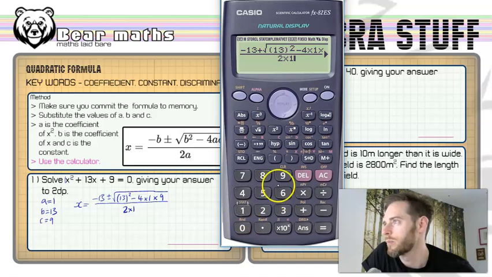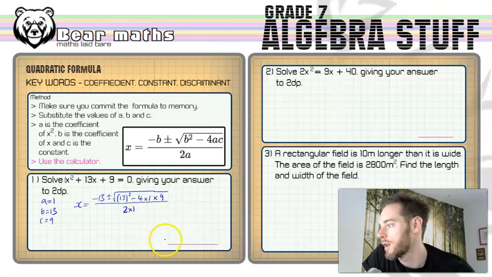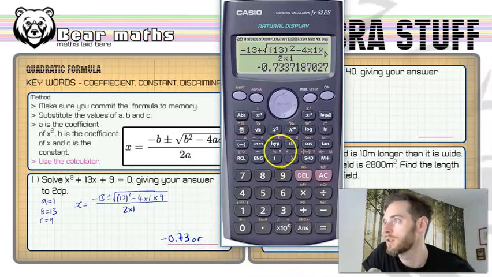I don't know what 2 times 1 is, but that's the calculation you type in to get one of your solutions. It comes up in this third form. You could give that as your answer, but we've got to give it to 2dp, so press S to D, minus 0.73, right? So one solution is minus 0.73. Or, and we need the other solution, so we just go back in to the calculation and we change that plus to a minus to get our other one.